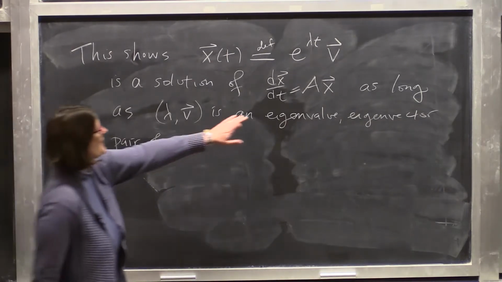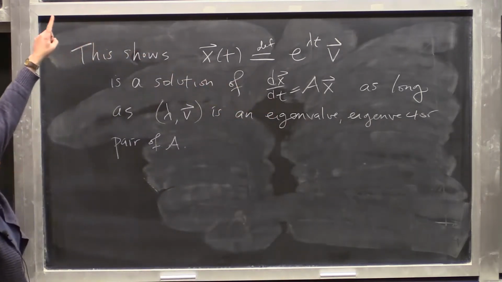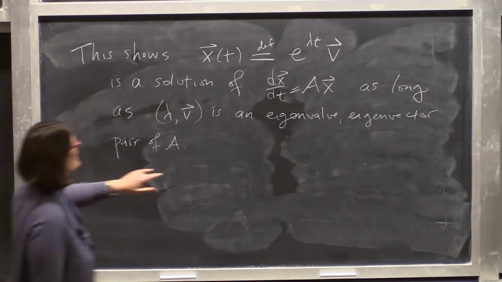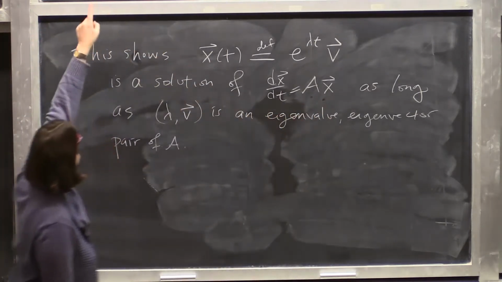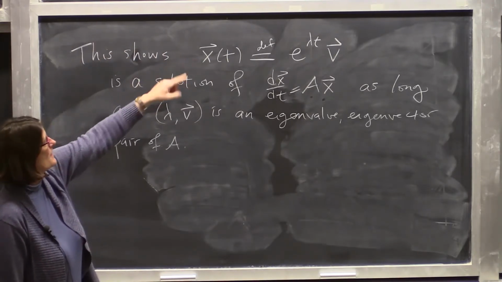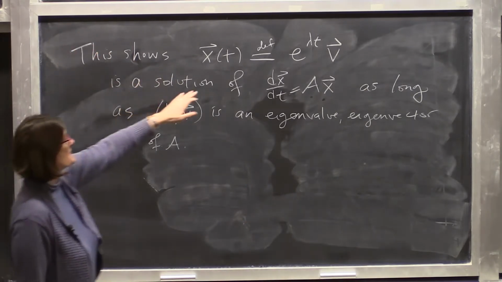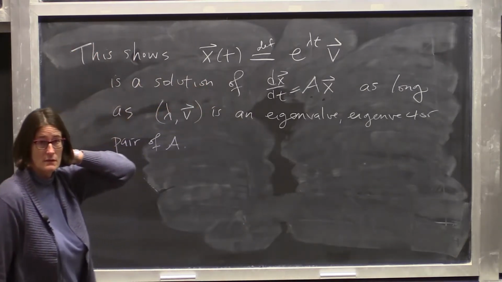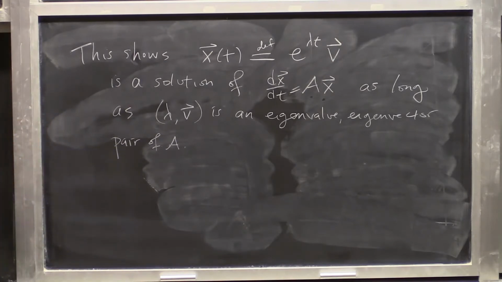Because I've computed the left-hand side. The left-hand side is lambda e^(lambda t) times v. I've computed the right-hand side. The right-hand side is lambda e^(lambda t) times v. The left-hand side equals the right-hand side. That means this thing is a solution. So whenever you come up with a solution of a differential equation, you just check that it's a solution by plugging it into the left-hand side, plugging it into the right-hand side, and asking if the two are equal. Are there questions so far?